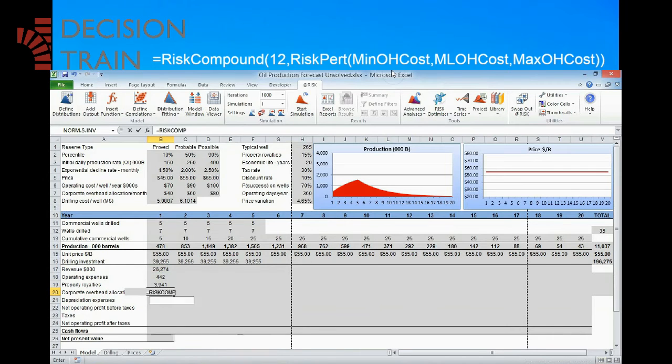Equals RiskCompound, open parenthesis, 12, comma, RiskPert, open parenthesis, MinOpCost, comma, MLOpCost, comma, MaxOpCost, close two parentheses. This formula compounds the 12 months of each year and, for each one of them, calculates a different overhead cost based on the parameters defined with a PERT distribution requiring a minimum, a most likely and a maximum amount of corporate overhead cost per month.